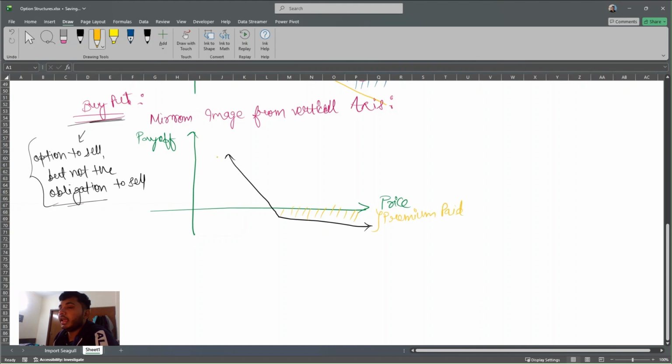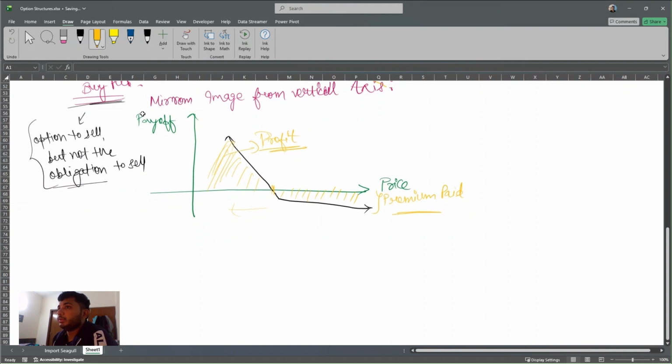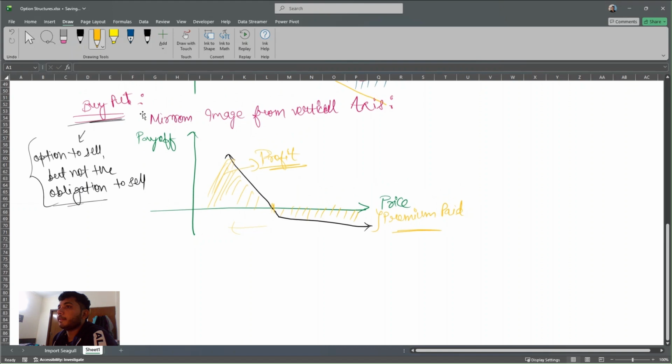And if the market comes down and you bought an option to sell at a particular higher price point, you are going to get a profit. This is the area where you are going to get profit. It is your profit region. The maximum loss you can have is this premium paid. And now we are going to make a video on sell put.